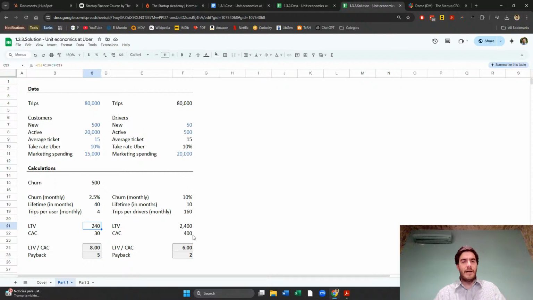So, and here now is the Bible. If you need to understand one concept about startup finance, it is the following. The proportion between LTV and CAC should be above 3 and probably below 10. This is the power of the LTV over CAC. Imagine that the LTV over CAC is super high.